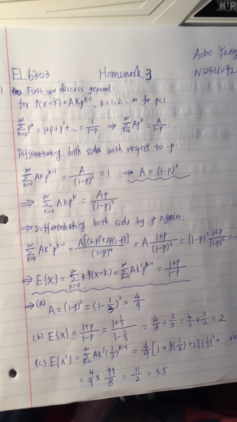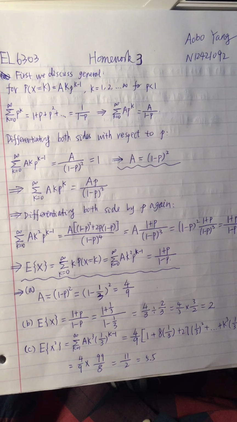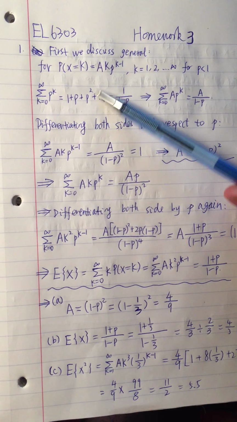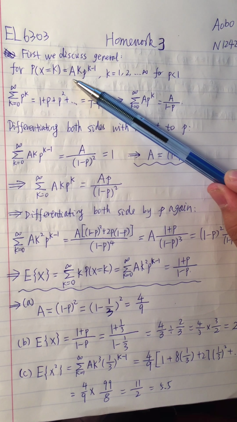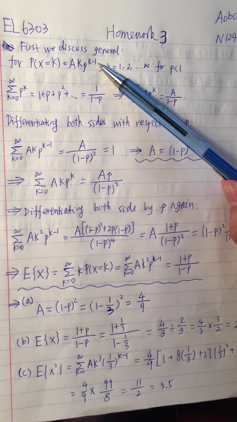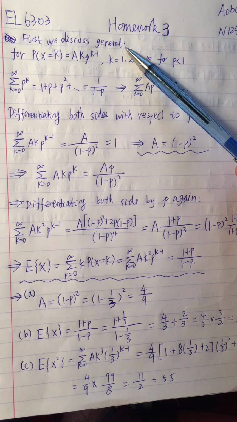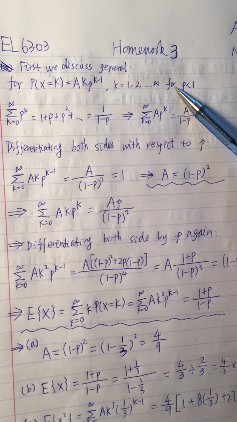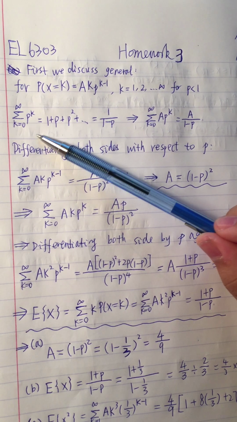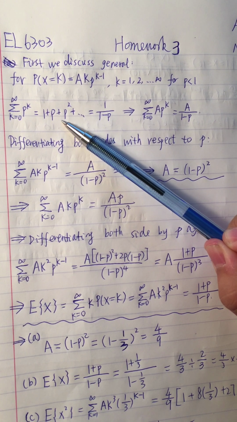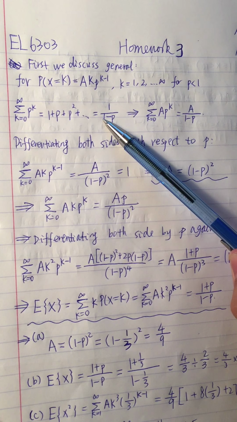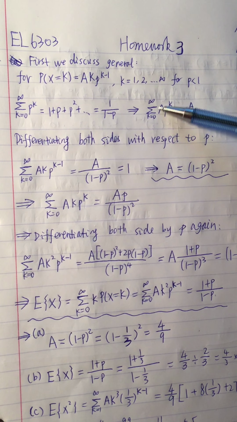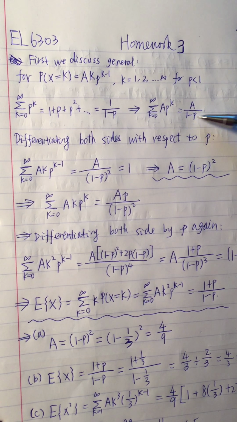For the first question, we can do it first in a general discussion. For every P(X = k) equal to a p^(k-1), we assume that p equals 1/3 in this course. But in the general discussion, the sum of p^k gives 1 + p + p² + ... to infinity, which means 1/(1 - p). After that, we multiply by a, so it's a/(1 - p).